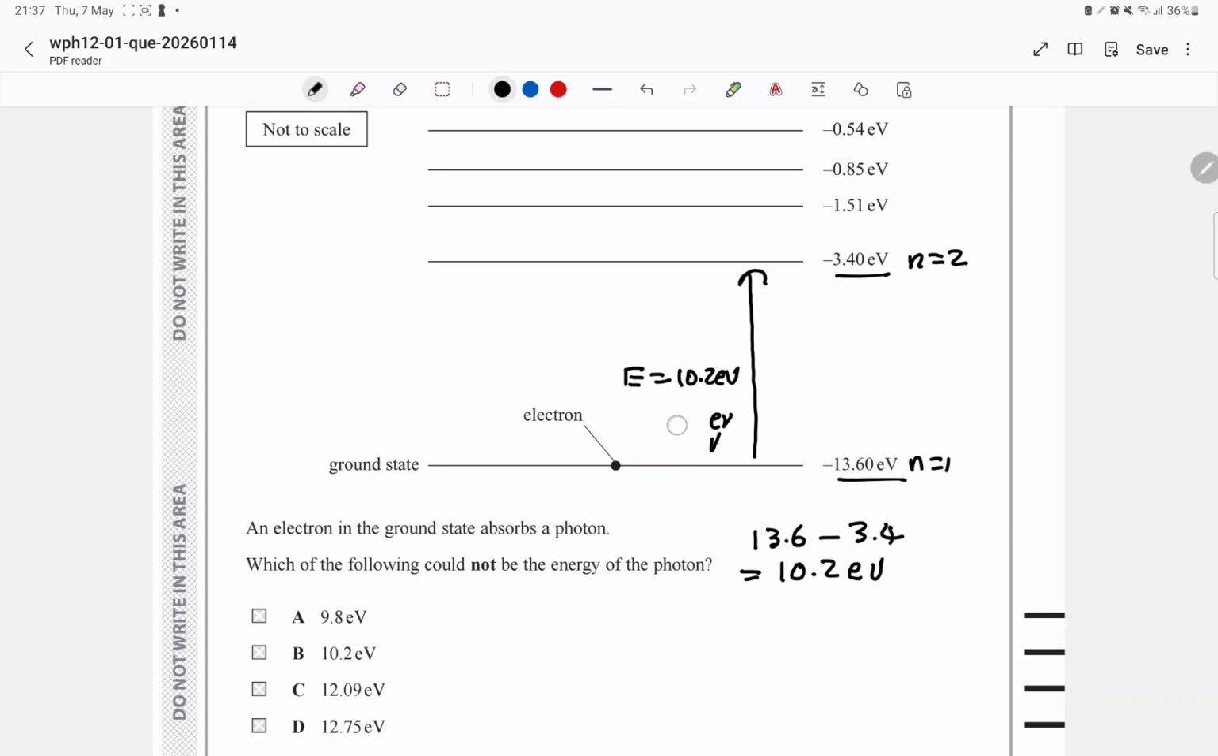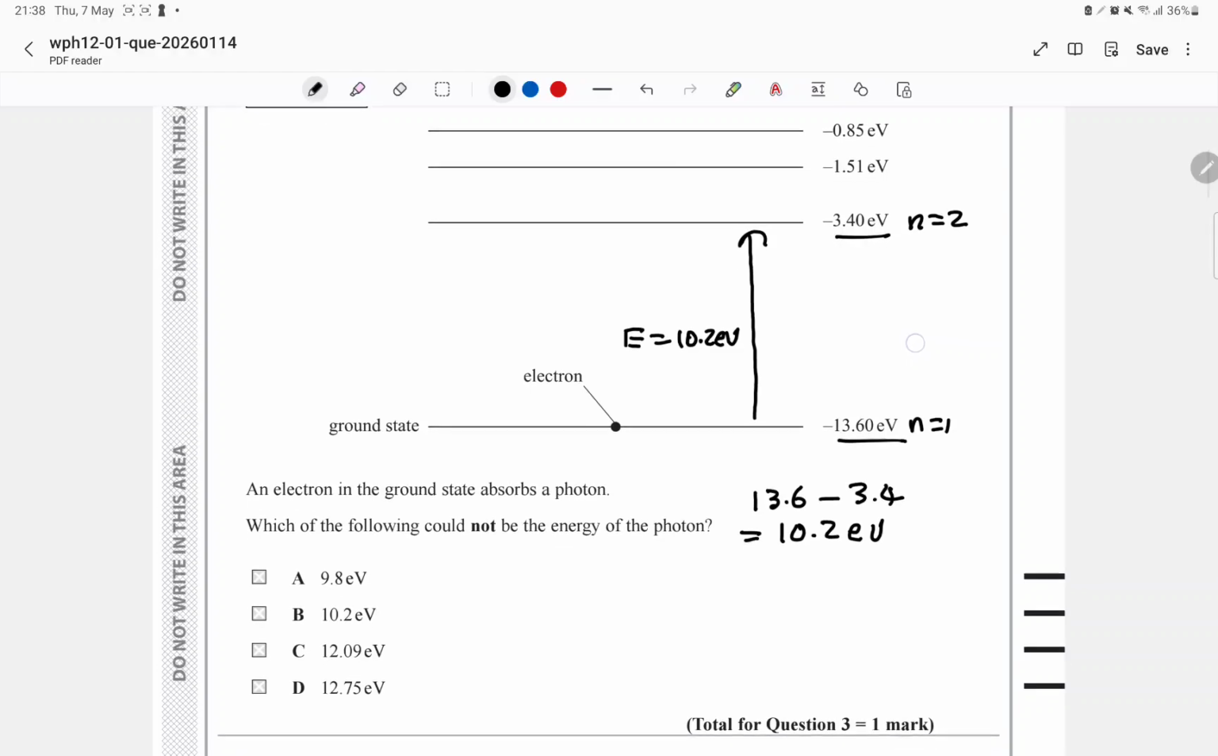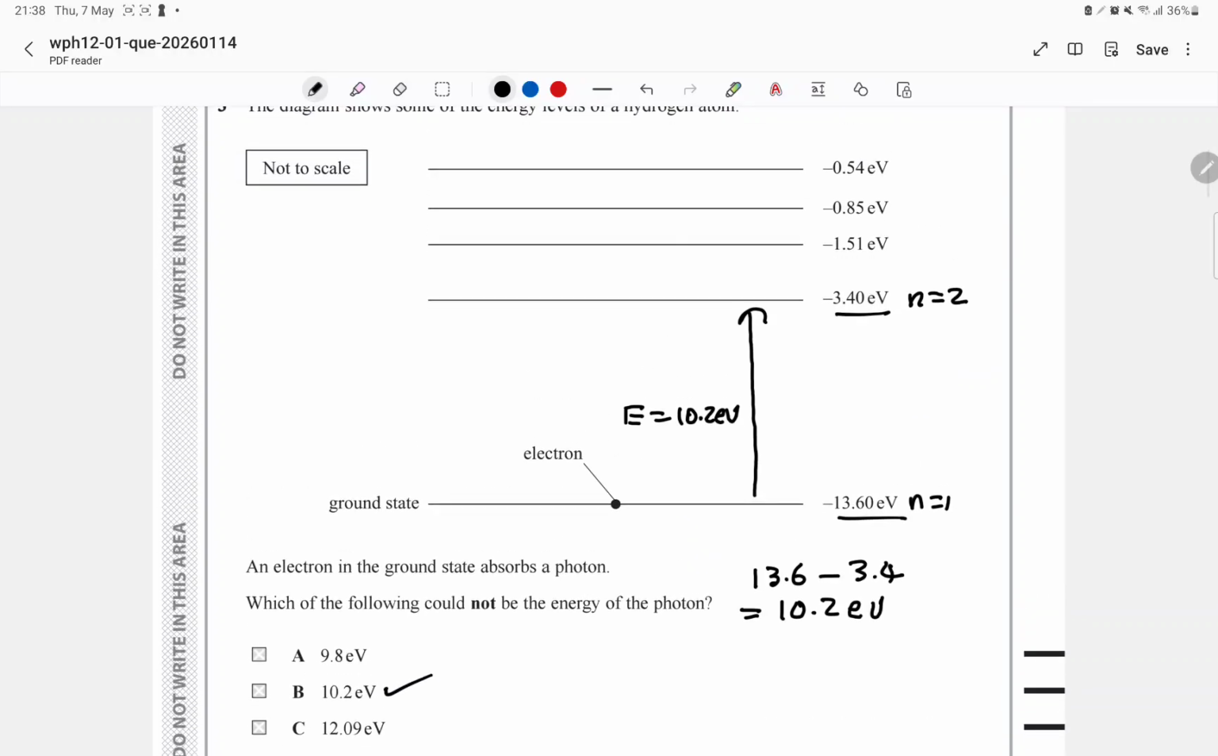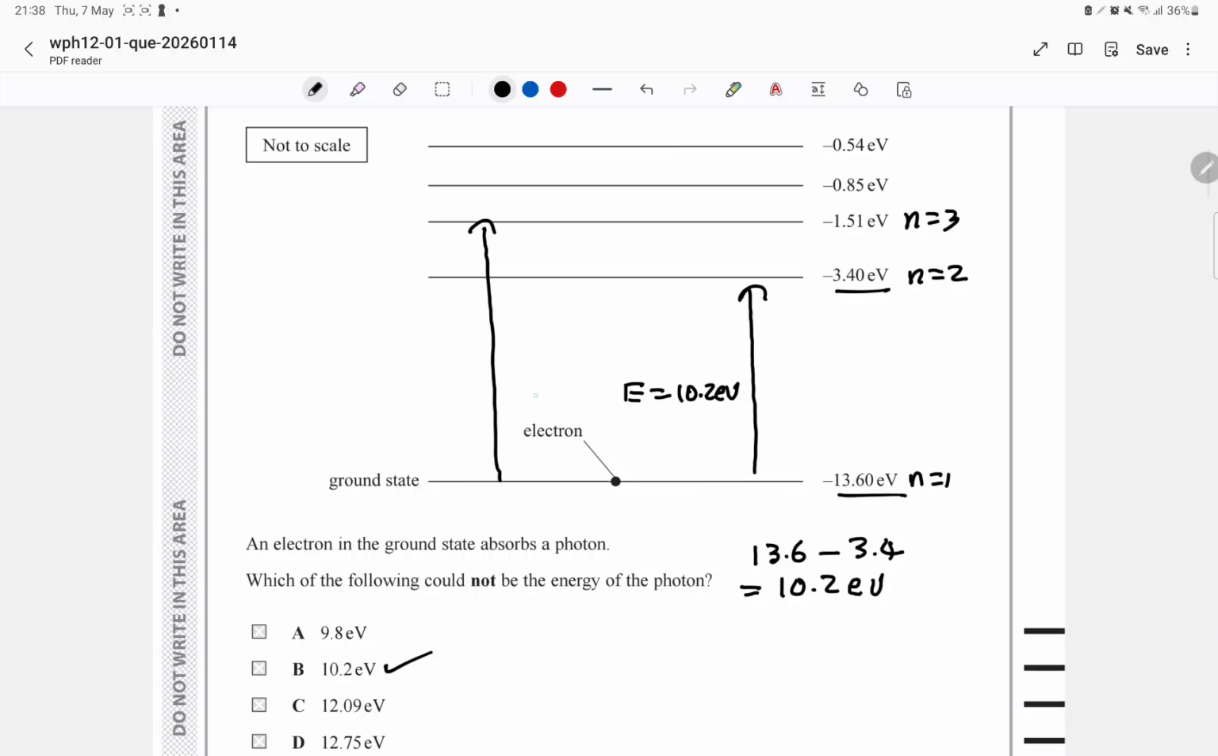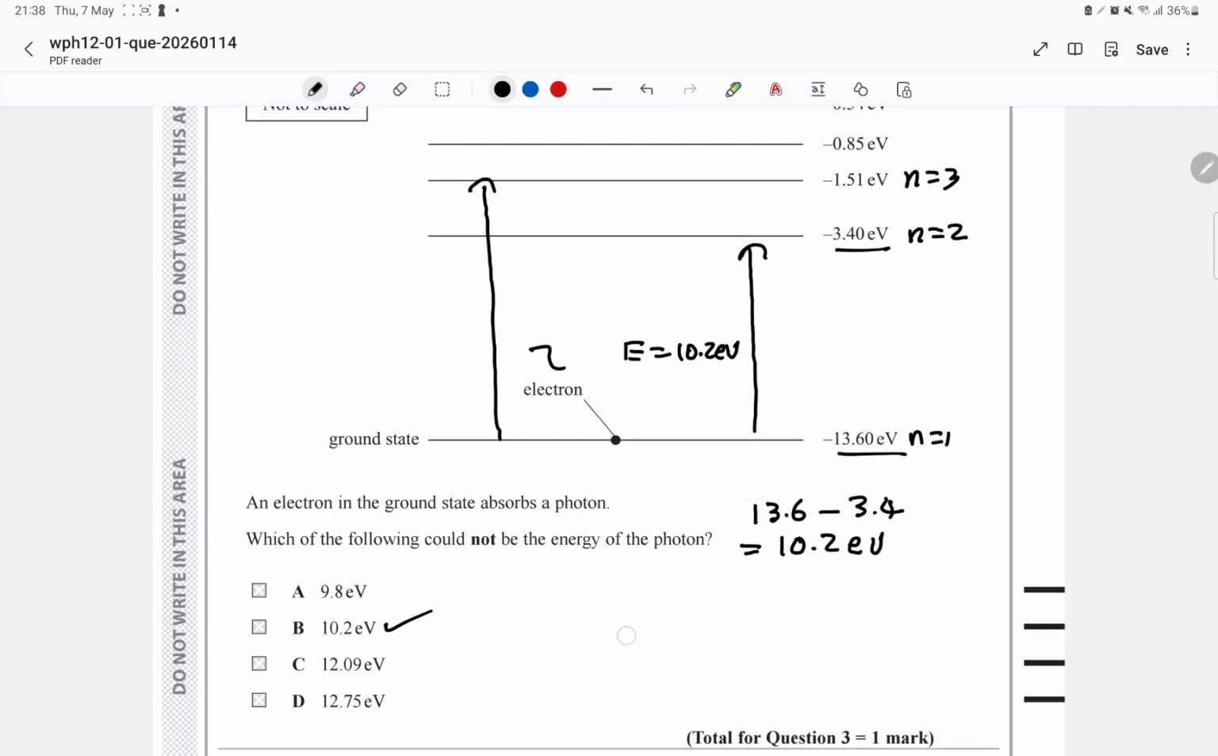If it has something less, like 10.1999 electron volts, again, it will not absorb the photon, because the photon must have the exact energy, which is the difference between the energy levels. So 10.2 is possible. I could see 10.2 here. We could also transition from n equals 1 to n equals 3. So this transition over here is also possible. And for that to happen, you must absorb a photon with energy 13.6 minus 1.51.